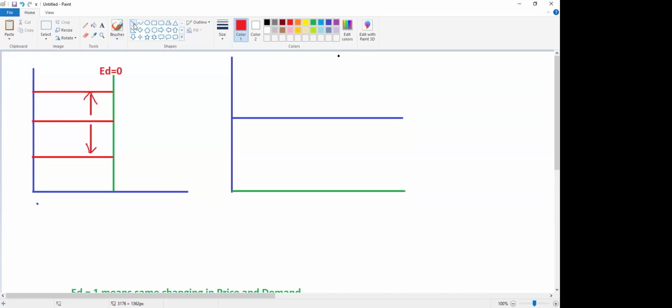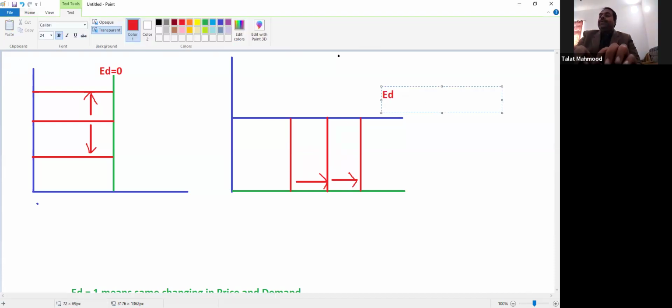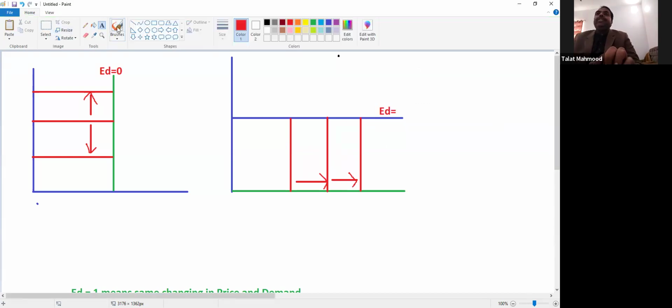Okay. So what will happen when we see this blue curve, that is a demand curve? In this curve, we see that price is not changing, but demand is increasing again and again. This type of condition is called infinite elasticity. Because in this case, price is not changing and demand is increasing. So we say elasticity of demand is infinite. There is no infinity sign in this software, so I will put it myself.